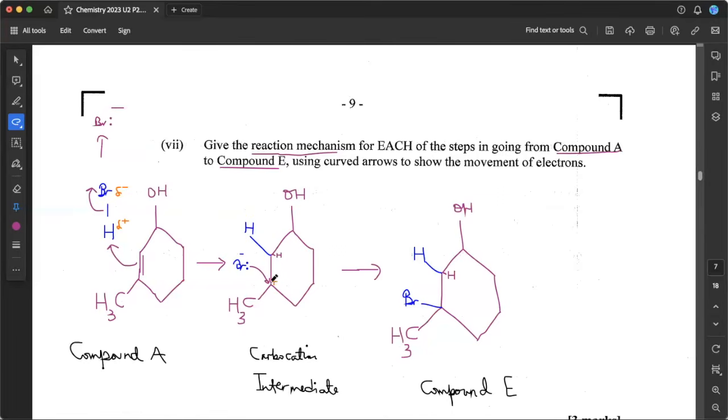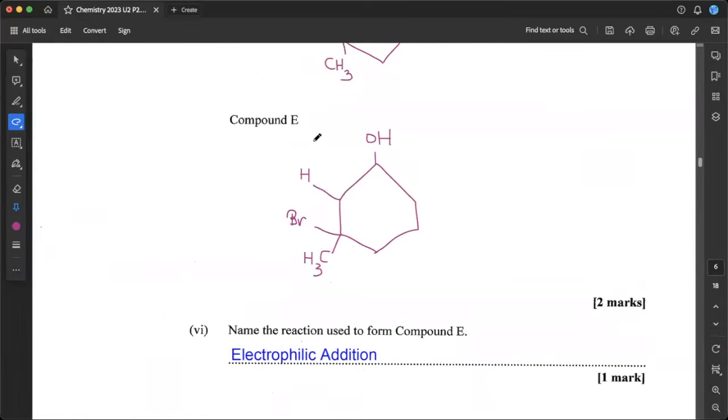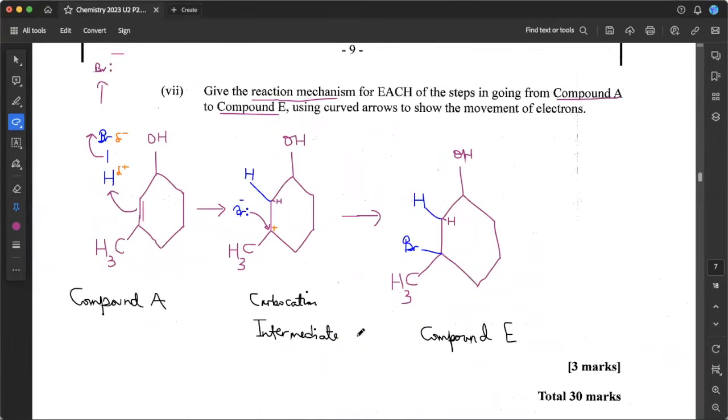And so there was a positive center here. The negatively charged bromine is going to come in, attach to this positive center here, and completely neutralize it. So in the end, what we'll end up with is the bromine being attached to this carbon here, and of course, the hydrogen was added here. And that's how we ended up with compound E. So let's flip back up and see what we had drawn for compound E. It was this one, where we had the H here and the Br down here. And of course, our OH group didn't change. So you see, this is the electrophilic addition mechanism that we showed here, okay? So all of that for 3 marks and you're good.